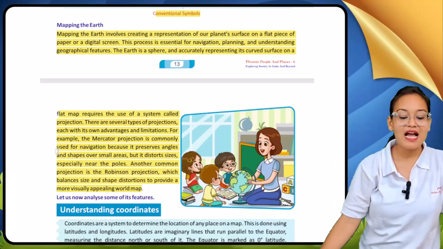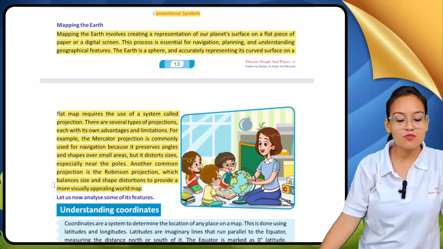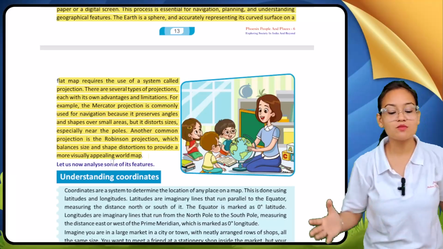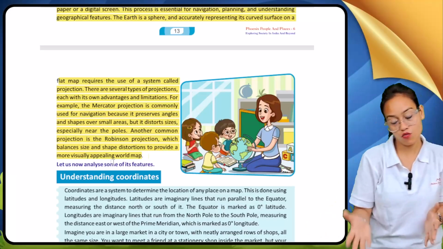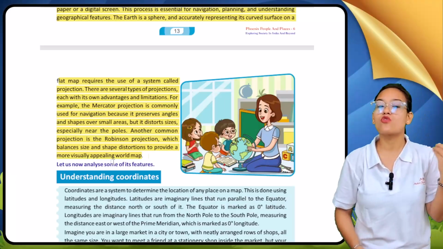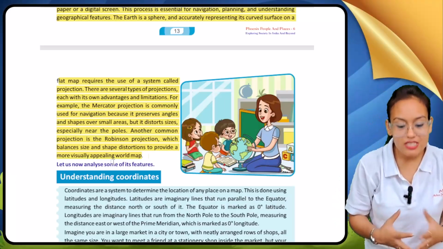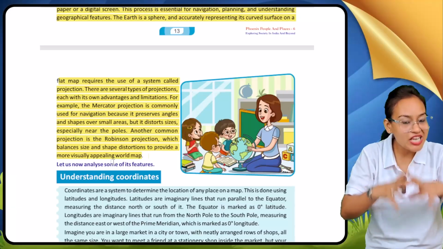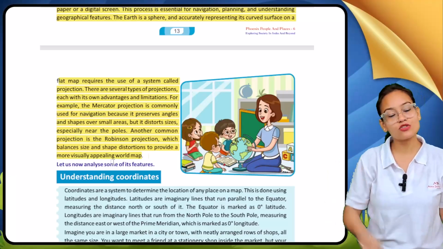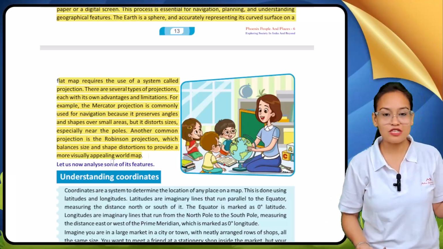Another common projection is the Robinson projection, which balances size and shape distortions to provide a more visually appealing world map. So another projection which we use is the Robinson projection. This Robinson projection balances the shape and size of our planet Earth on a flat piece of paper.